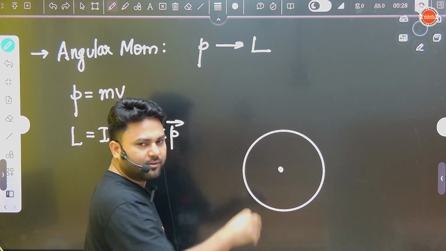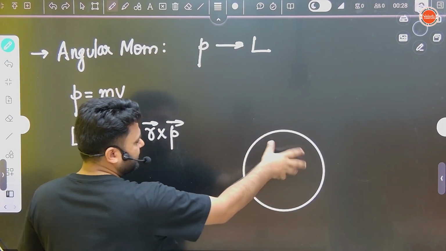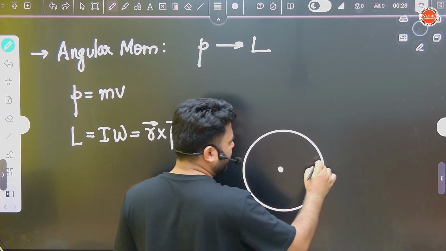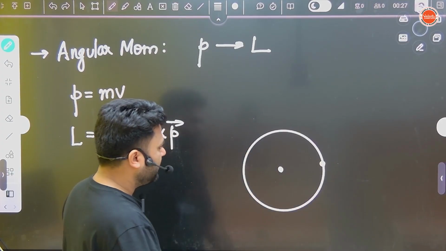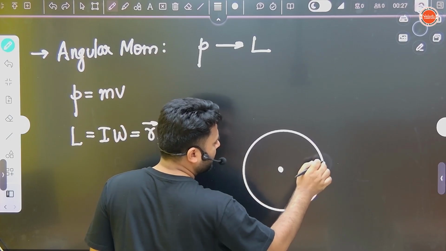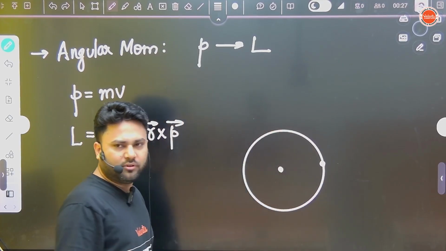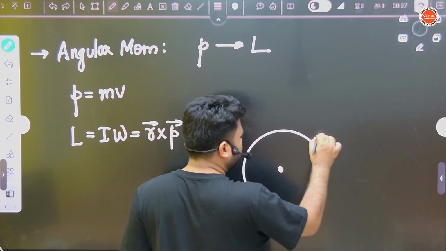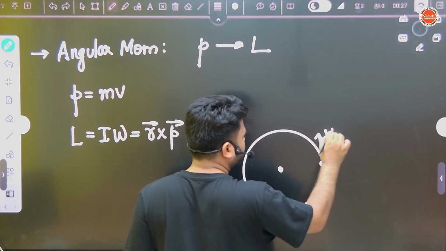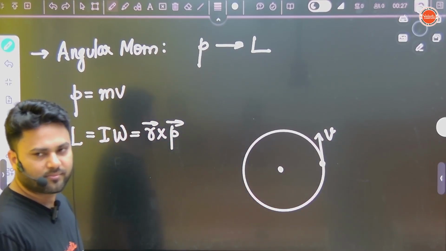Suppose this is a CD. There is a CD and this is rotating, and there is one ant here. This will also rotate round and round. Suppose this linear velocity is v, correct?